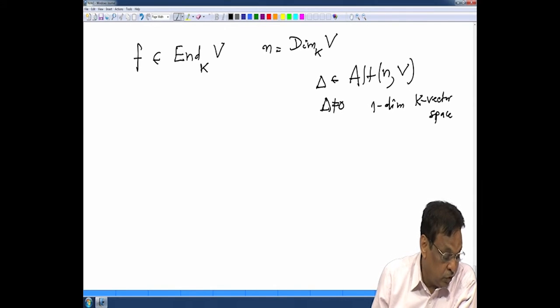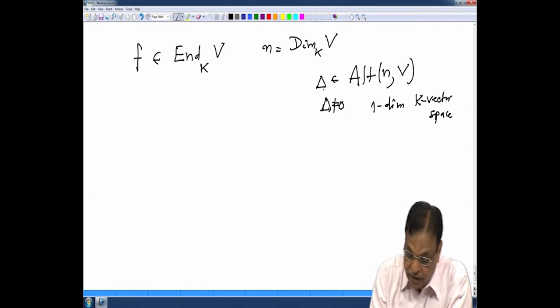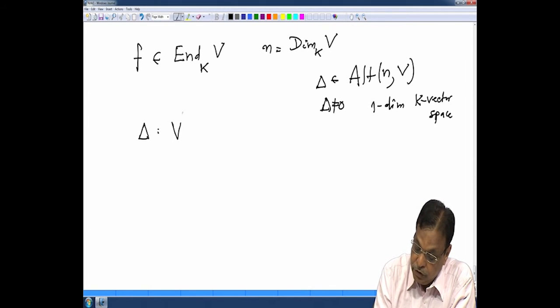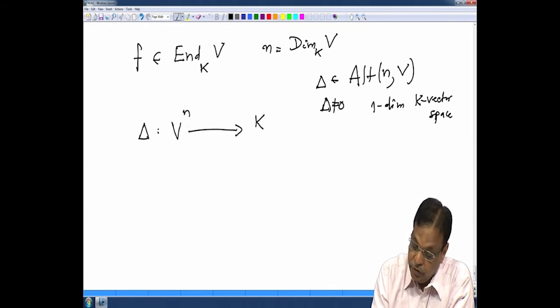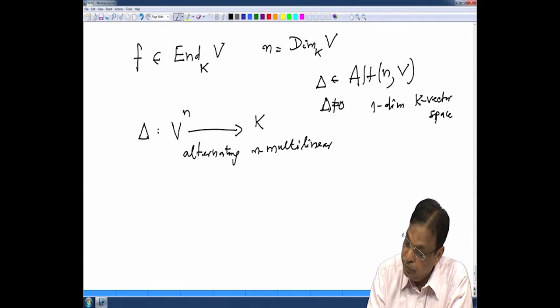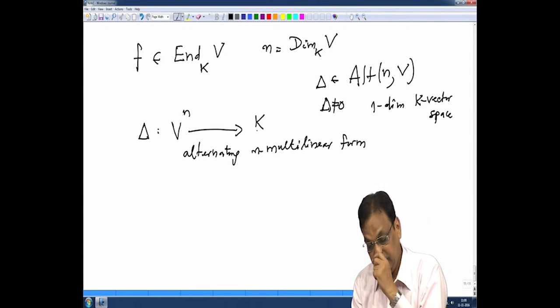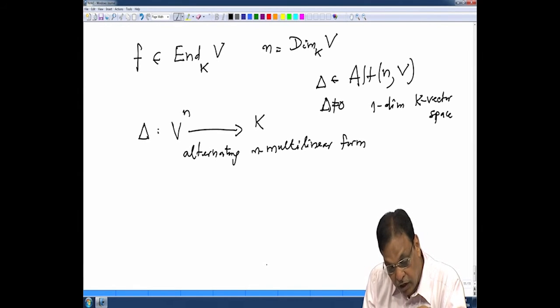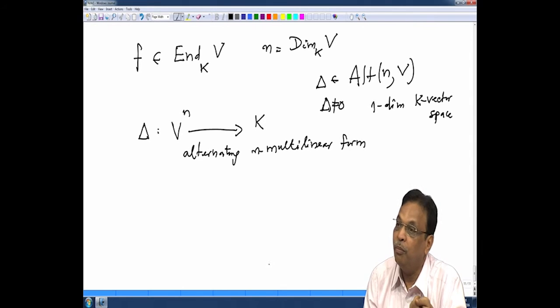All right. So, now take any delta. So, delta is a map from V^n to K, it is a form, so it is an alternating n-multilinear form. Suppose you take any alternating n-multilinear form on V, and now I will use this given f and this delta to get a new alternating form.